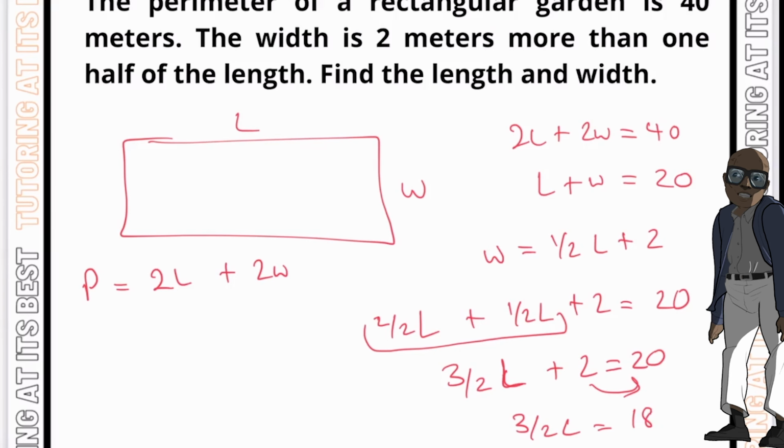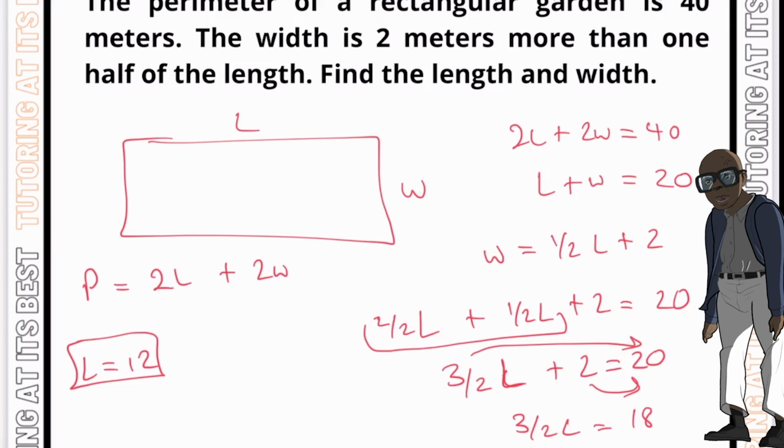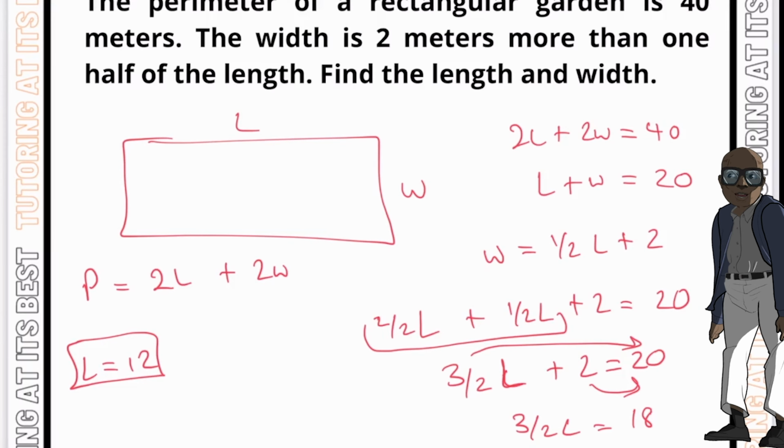And then if we divide both sides by 3/2, we should be left with L being 12. So the length of the garden is 12 meters.